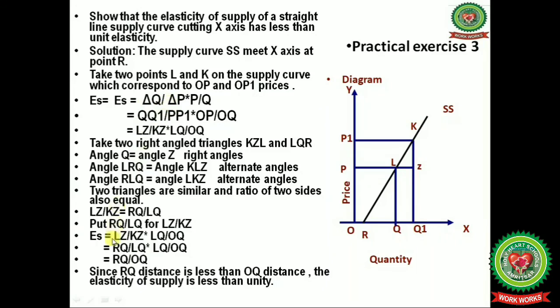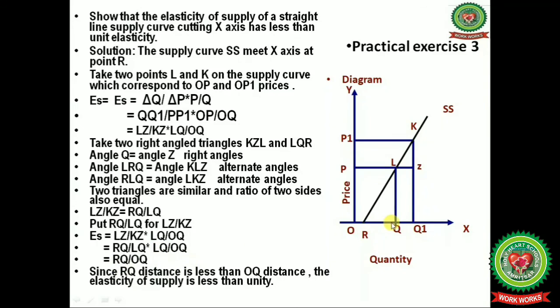In place of delta Q upon delta P, we can write LZ upon KZ multiplied by P upon Q. It is equal to LQ upon OQ. Now after cutting, in place of LZ we can write RQ also, because LZ and RQ both are the same. Now put the value of RQ divided by LQ multiplied by LQ upon OQ. Here in place of KZ I have written LQ, because KZ and LQ both are the same, as these both triangles are the same. Now after the simplification we will get RQ upon OQ, as LQ and LQ will cancel each other.